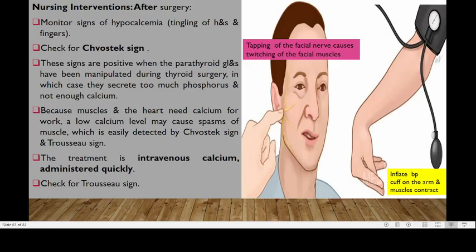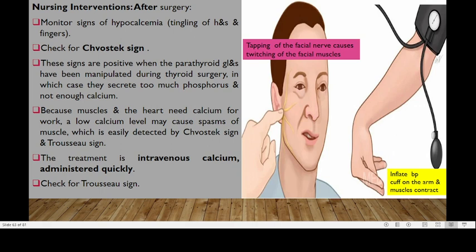You check for Chvostek's sign. This is done by simply tapping the facial nerve in the face, which will cause the facial muscles to twitch. We could also do Trousseau's sign, where you inflate the BP cuff on the arm and the muscle will contract.